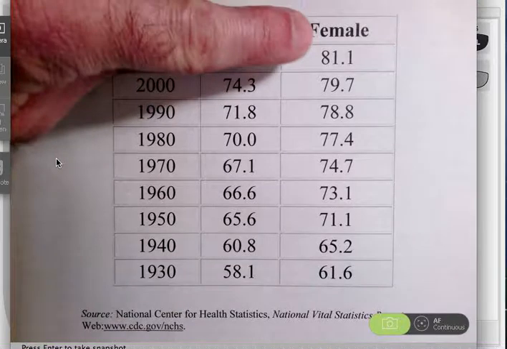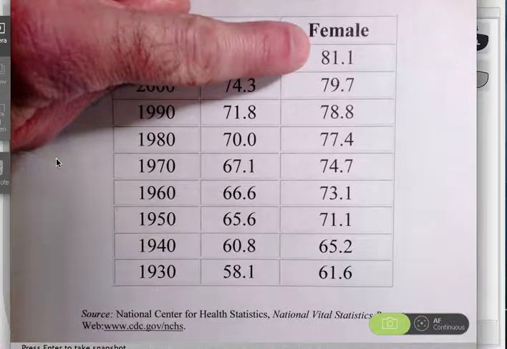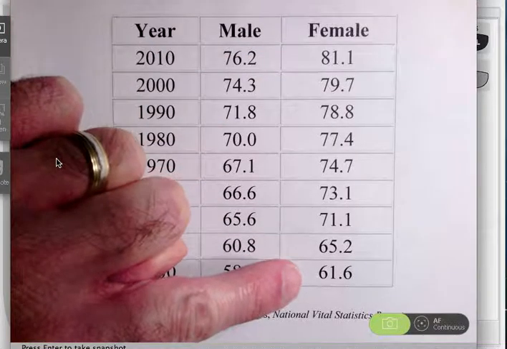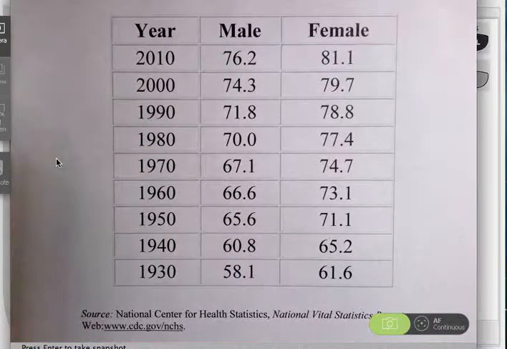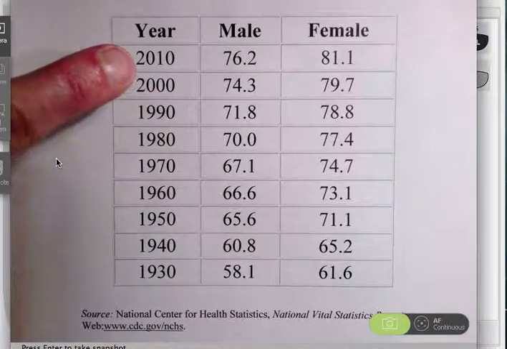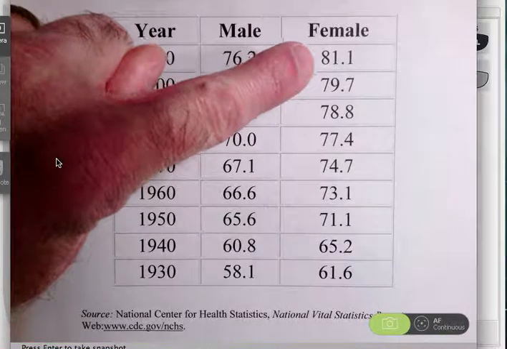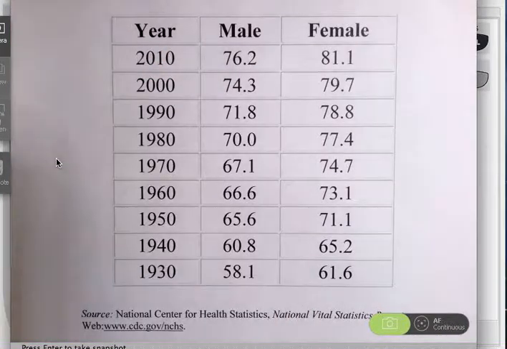Then same thing over here for females. Their average life expectancy in 2010 is 81.1 years, all the way back to 1930, 61.6. So at this point, you might want to pause the video so that you can see these two lists. Again, enter year into list 1, enter male into list 2, enter female into list 3, and then you can play the video again and you'll be ready to see how we set up two line graphs simultaneously so that we can compare changes in male and female life expectancy in the United States over time.